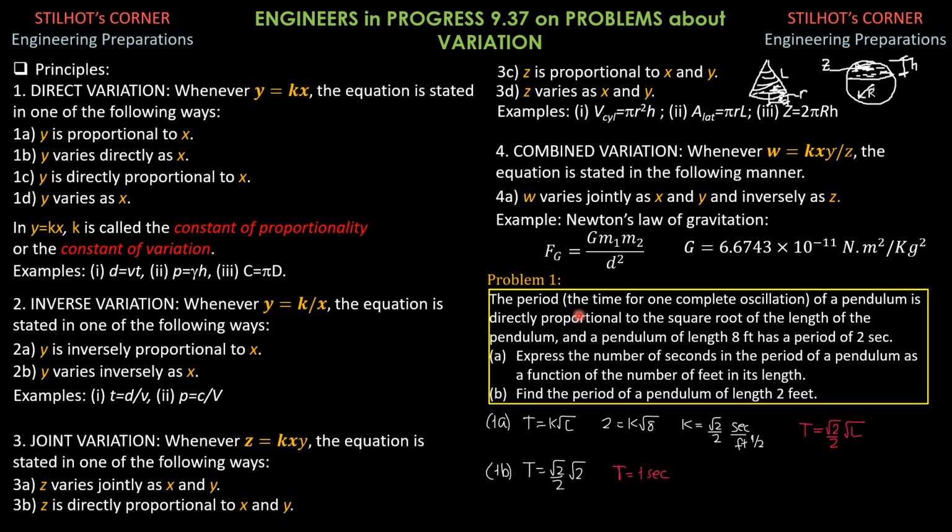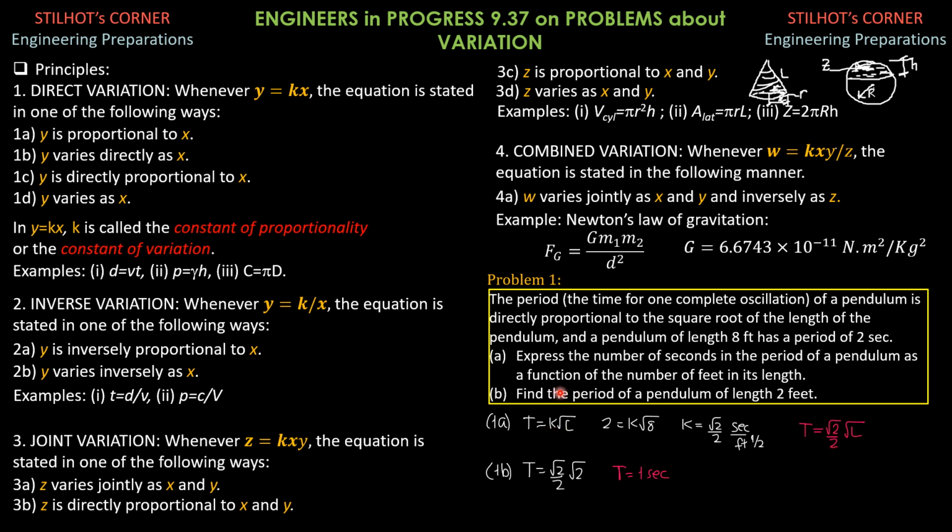So first, let's interpret this statement. Period is directly proportional to the square root of the length. So period, denoted by capital T, is constant of proportionality K, then square root of L. Then given the condition, 2 seconds the period, then the length is 8 feet. So from there we can solve for the constant. So 2 equals K square root of 8. So K is 2 over 2 square root of 2. So that's square root of 2 over 2 seconds per foot to the 1/2. Therefore, the formula for period is T equals the constant times square root of L.